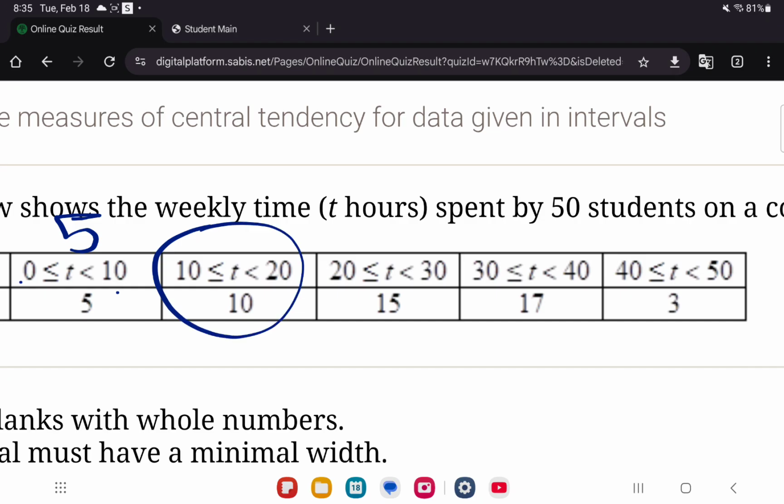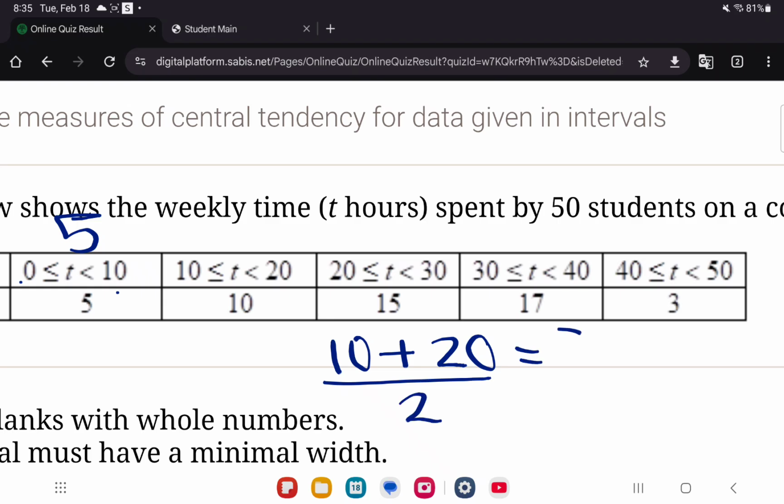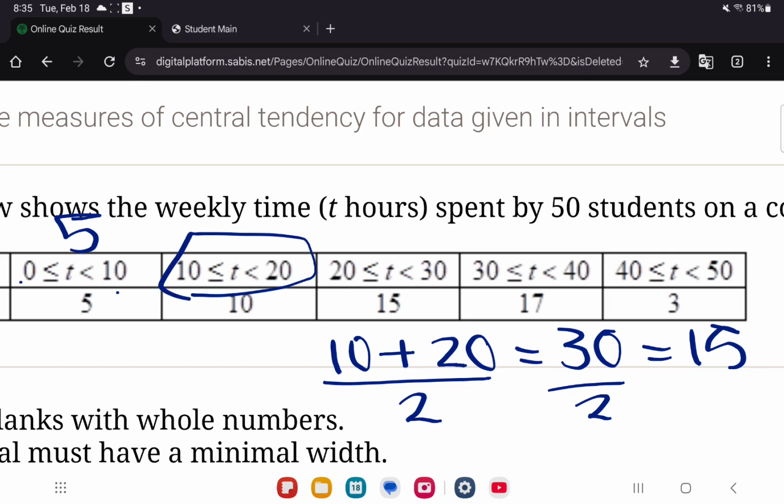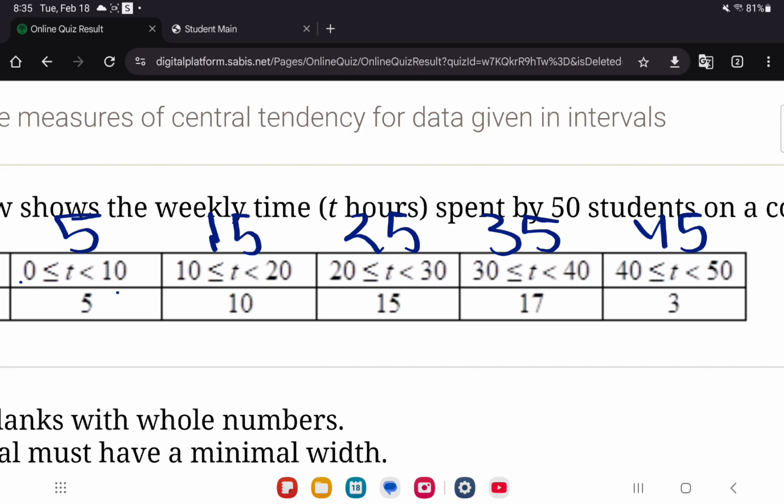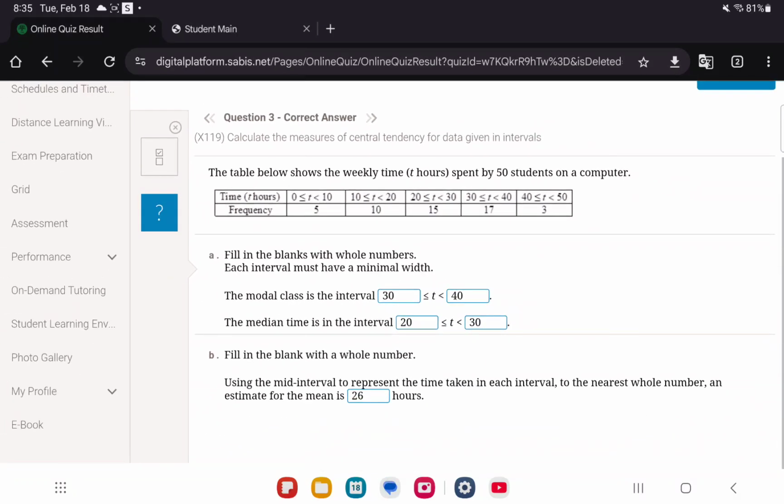I'm going to show you for 10 and 20. You do 10 plus 20 over 2. You get 30 over 2, and you get 15, and that is the middle number between 20 and 10. If they give you hard numbers, like not multiples of 5, 10 or 2, do it that way. So here it's 15, here it's 25, here it's 35, and here it's 45. Let's remember that, the mid intervals.